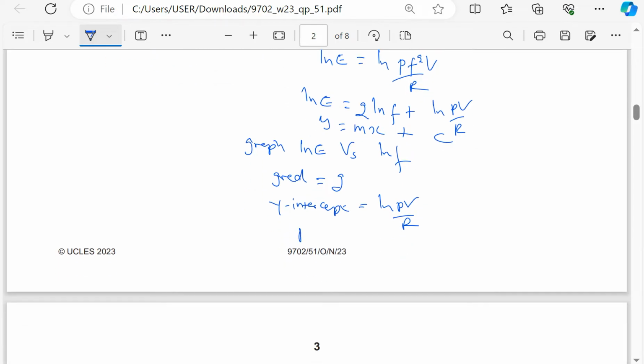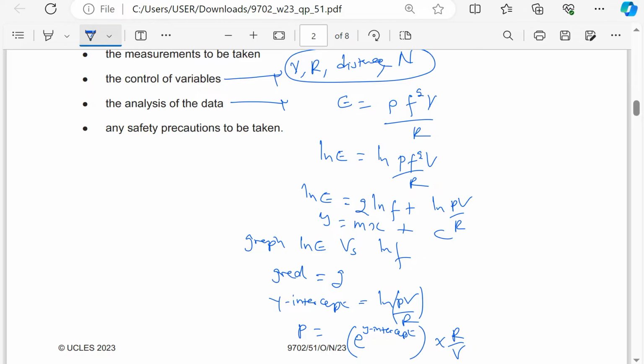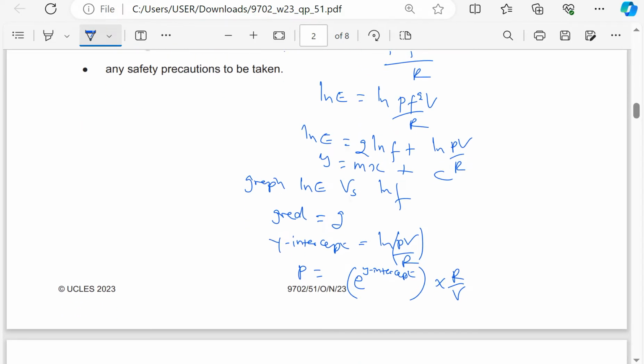So to find the P, we shall say P is going to be equal to E, because I used the ln, so it will be E power the y-intercept. Then I multiply this by R divided by V, making P the subject. So that will be P and Q. This is going to be a straight line. The gradient is Q, the y-intercept is that.